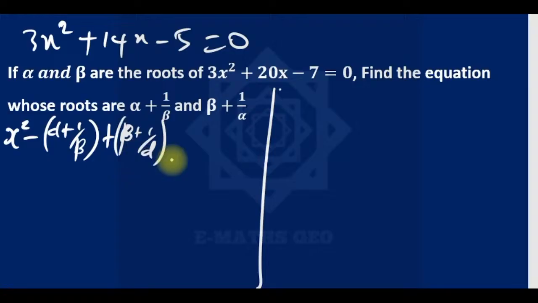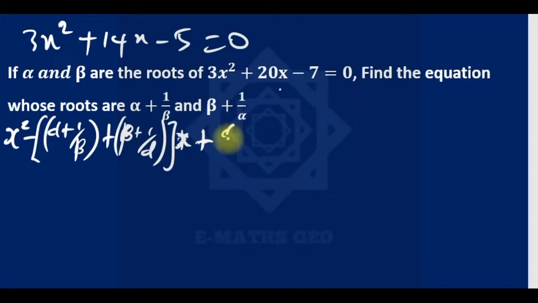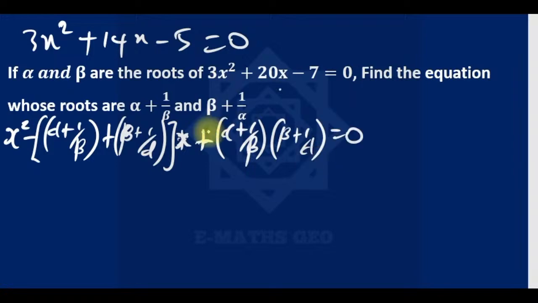So this is the sum, plus x. Remember not to forget plus the product of the roots. The product is alpha plus 1 over beta times beta plus 1 over alpha, equal to 0. So that's this. So let's expand.